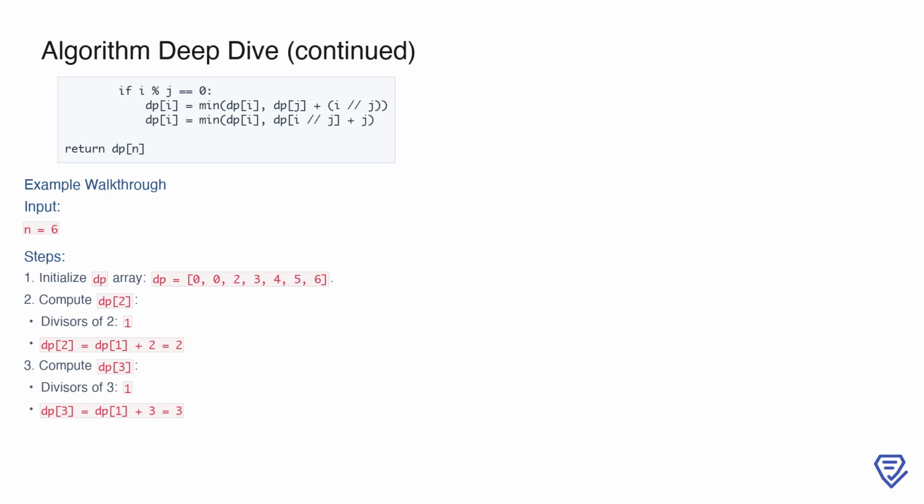For n equals 6, we initialize the DP array as 0, 0, 2, 3, 4, 5, 6, where each index represents the maximum steps needed if we simply used paste operations. To compute dp[2], we find its divisor, 1, and calculate dp[2] equals dp[1] plus 2, which is equal to 2. Similarly, for dp[3], the divisor is 1, so dp[3] equals dp[1] plus 3, which is equal to 3. These calculations show how the algorithm systematically builds the solution for each number up to n.